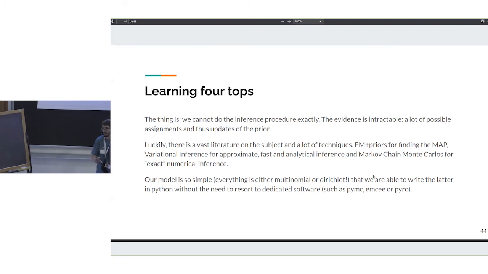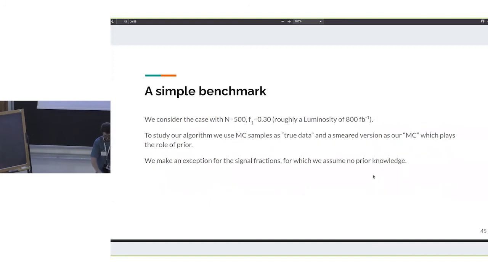But if we start to add other hyperparameters to control the Monte Carlo or to add B-tagging or whatever, we could still make use of dedicated software, and it could still be very manageable. We could use some more complex Monte Carlo techniques as well. So let's consider a simple benchmark. I'll detail later how we do the inference. We'll do a simple benchmark where we have 500 events and a fraction of 30% of those are 4 tops.